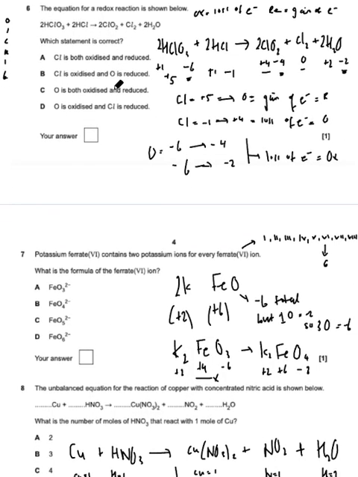Which equation for a redox reaction is shown below? Sorry, the equation for a redox reaction is shown below. So this is the equation. Which statement is correct? Okay, so this is about oxidation and reduction, and we need to see, is chlorine undergoing oxidation and reduction, or is it only being oxidized and oxygen is being reduced, or is oxygen being oxidized and reduced, or oxygen is oxidized and chlorine is reduced?